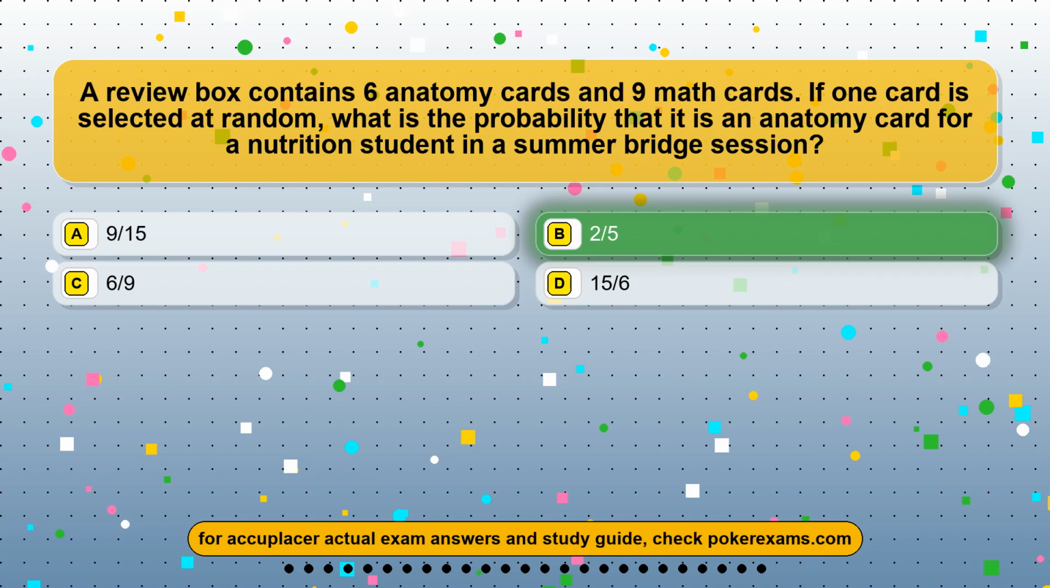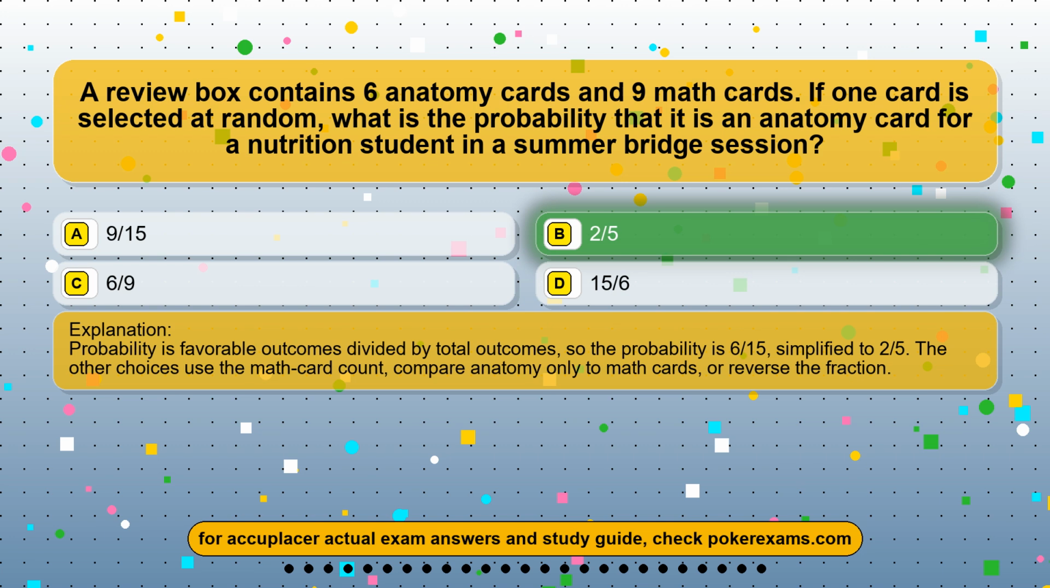The correct answer is option B, 2/5. Probability is favorable outcomes divided by total outcomes, so the probability is 6/15, simplified to 2/5. The other choices use the math-minus-card count, compare anatomy only to math cards, or reverse the fraction.